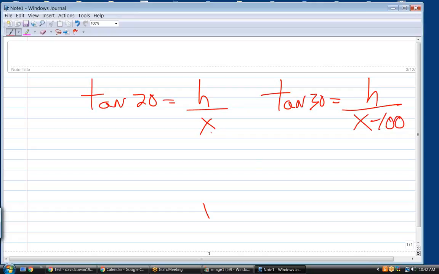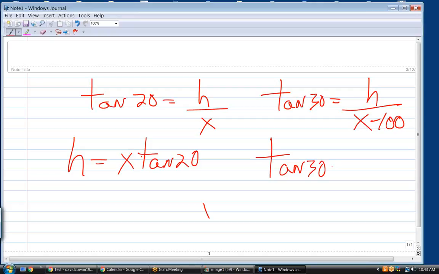All right, so solve for one variable and then substitute in the other. In other words, solve the left equation for h. So h is going to be x times tan of 20. Go to the second equation and substitute for h. So I have the tan of 30 equals x tan 20 over x minus 100. Now there's only one variable in that one.